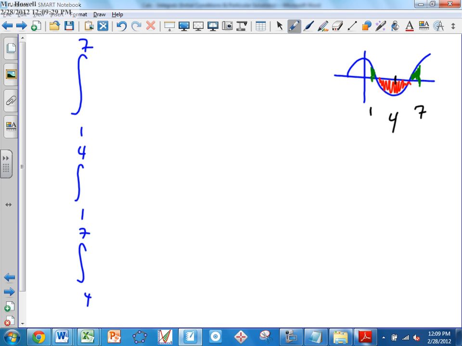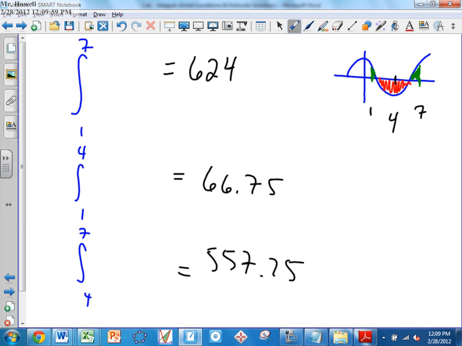What did you get from 1 to 7? 620. Is that exact or approximation? Exact. Okay. What did you get from 1 to 4? 66.5. Last one, what was the answer? 557.35. Very good. Now, what do you notice? What did we talk about? What should happen? Add them up.